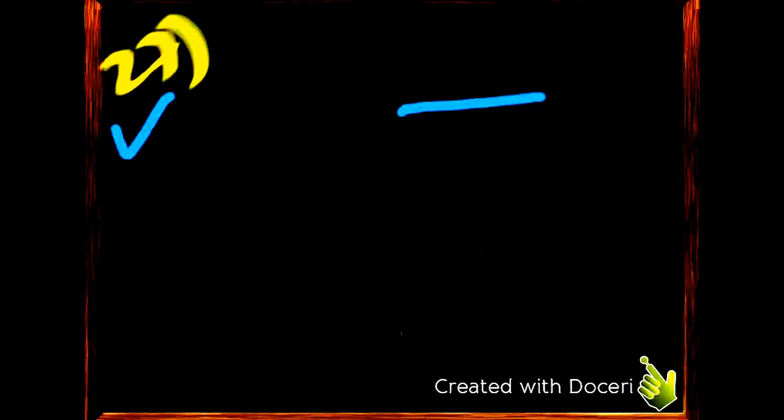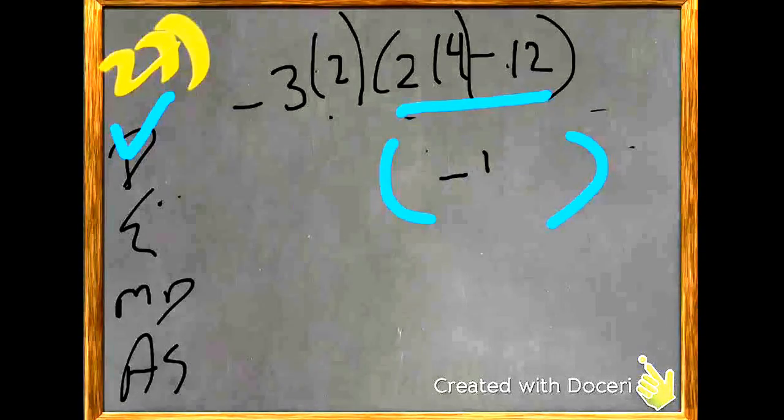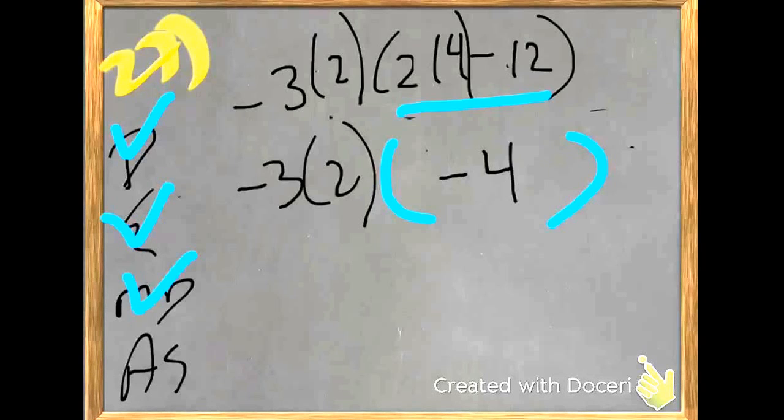So, please excuse my dear Aunt Sally. Inside the parentheses, I've got 2 times 4 minus 12. So I'm going to do that first. 2 times 4 would be 8, minus 12 would be a negative 4. And there are no exponents, and all I've got left to do is multiply.